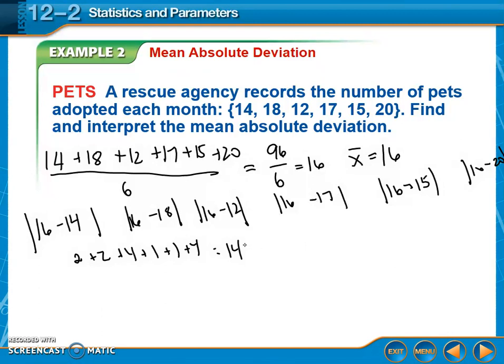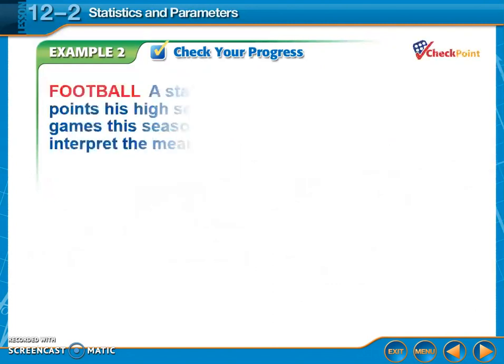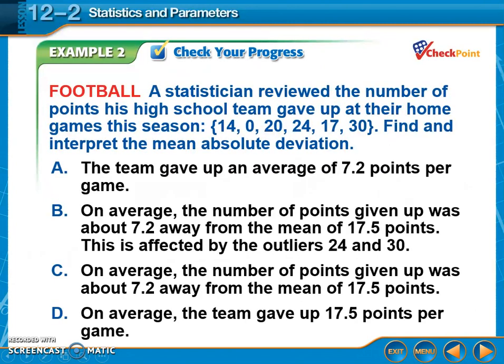Okay, and the last step was take that total, 14, and divide by the number of numbers we had, which was 6. So 14 over 6 is 2 and 1/3. Okay, so that's my mean absolute deviation. All right, you guys find the mean absolute deviation for this one.